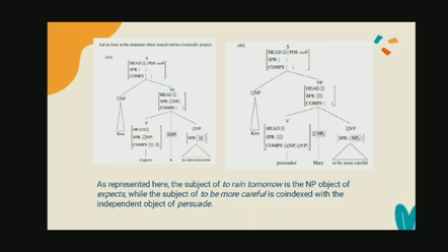As represented here, the subject of "to rain tomorrow" is the NP object of expect, while the subject of "to be more careful" is co-indexed with the independent object of persuade.